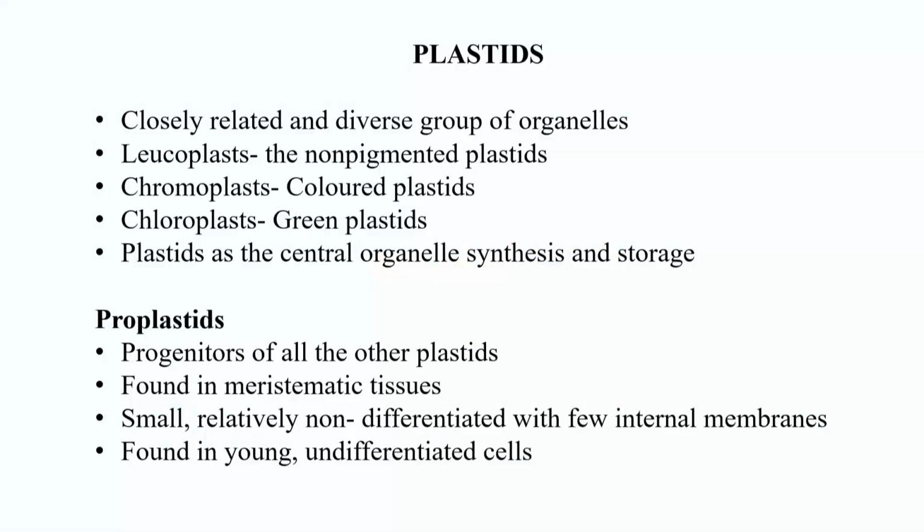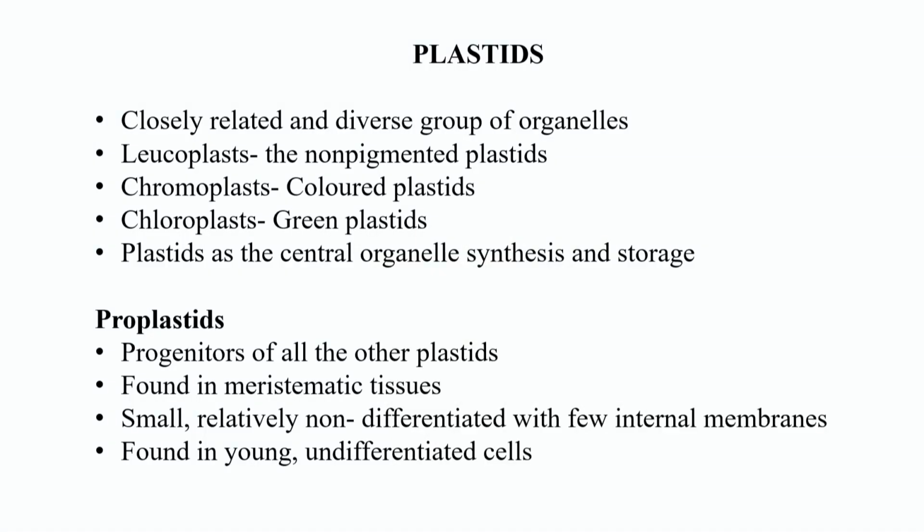In our previous class, we started our discussion about the plant cell structure, and we discussed some of its basic components like cell walls, plasma membrane, and vacuoles. Further continuing, we will discuss many more other organelles which are present in a plant cell. Now the next important organelle is plastid.